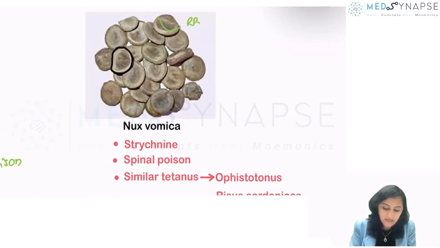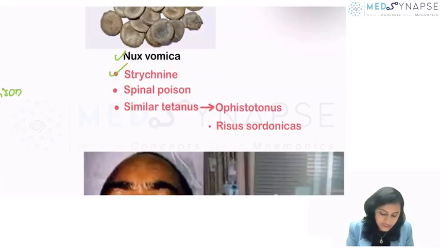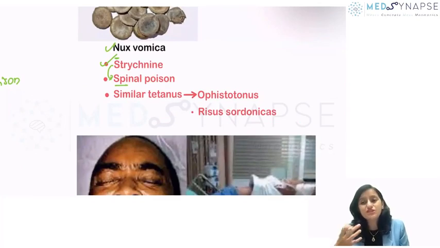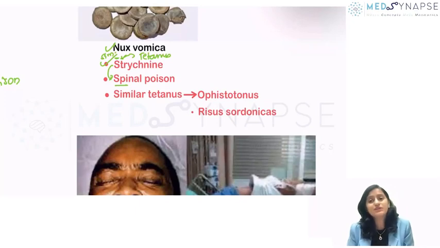Coming to the next seeds that we have here, which have a concave shape like the RBC. That is strychnine. Nux vomica, the poison being there, the active principle being strychnine. Nux vomica seeds are concave like the RBC. Remember, strychnine, S for S, is a spinal poison. Can you tell me strychnine resembles what condition? Remember, ST: strychnine is similar to tetanus.